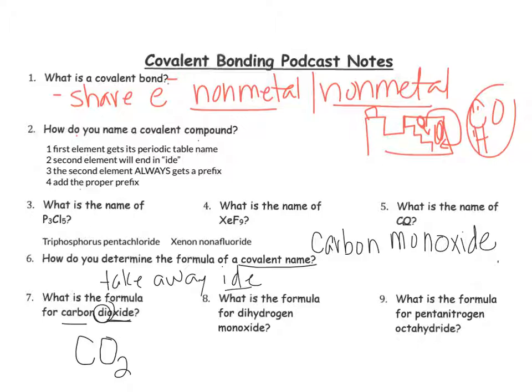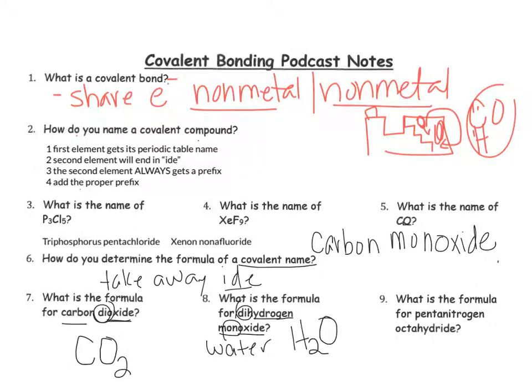Number 8, what is the formula for dihydrogen monoxide? So we have to look at the root word, hydrogen, and we have to look at this one, which is oxide, which is oxygen. Now this says dihydrogen, mono meaning 1, oxide. So the covalent name for water is dihydrogen monoxide.